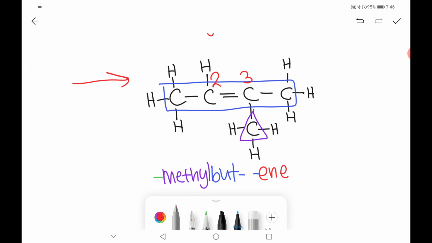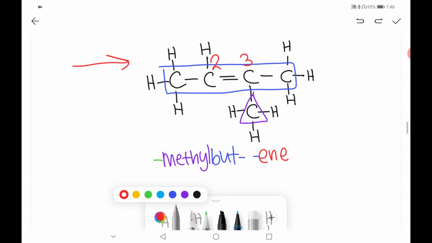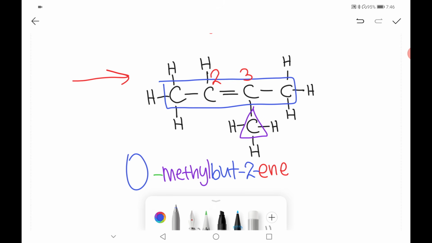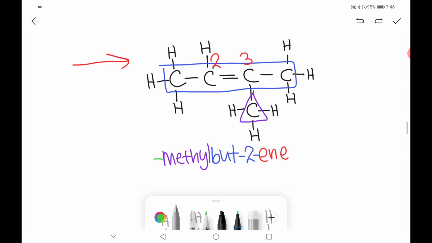So 2 and 3, the smaller number to choose is 2. Always choose the smaller number 2. So now you know already the double bond is on the second carbon. Same thing. Now what about the branch? You can see the branch now is attached to carbon number 3. The branch is sticking to carbon number 3. So put the number 3 here.